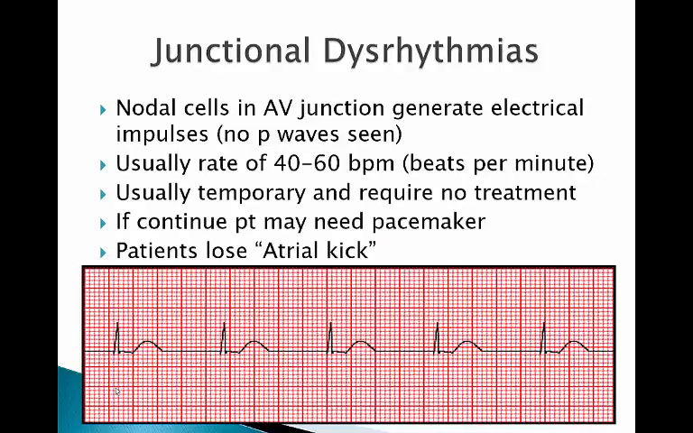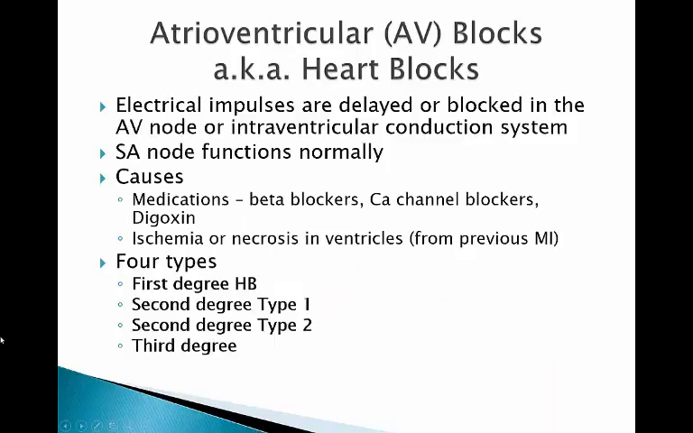Okay, there's no atrial kick, so the blood will just kind of dribble down into the ventricles. Okay, a lot of times this is temporary and does not require treatment as long as the vital signs are okay. But the patient may need a pacemaker if it's too slow or it continues on and they get symptomatic. All right, so that's junctional rhythm.